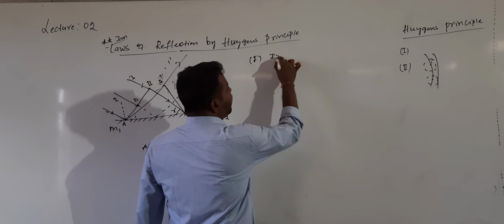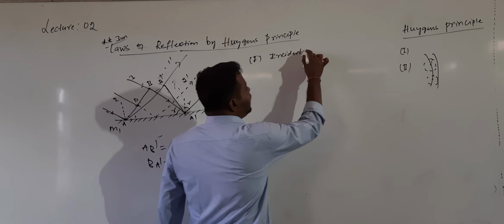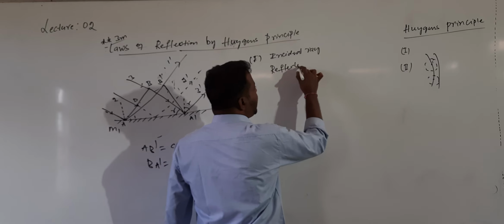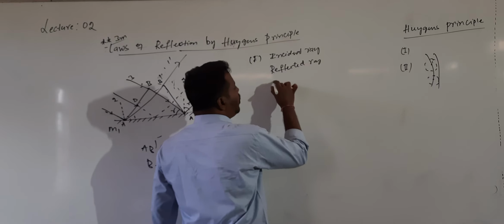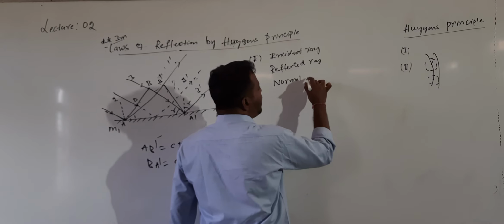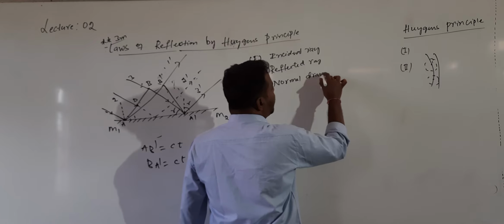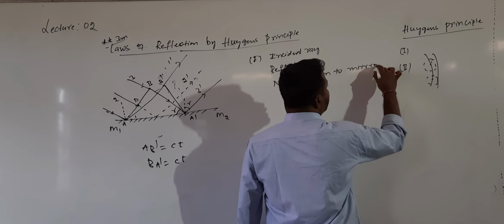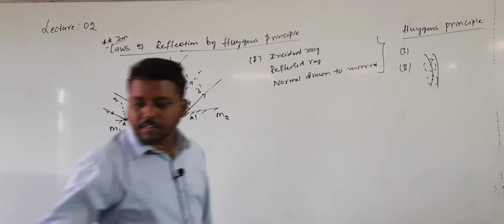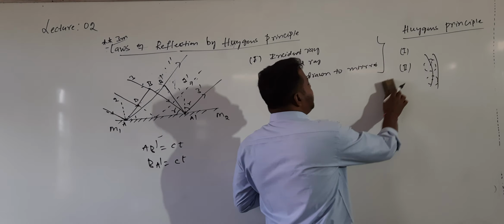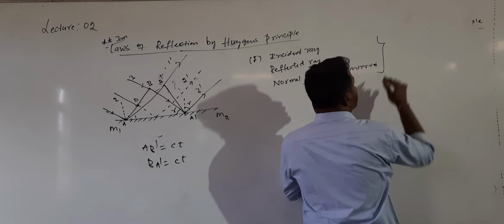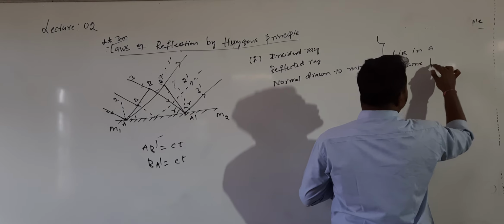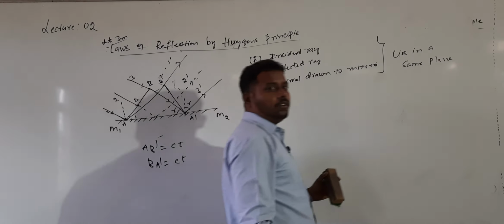From the diagram you can tell the incident ray, the reflected ray, and the normal drawn to the mirror, all these three lie in the same plane. Understanding is very important, and the diagram is very important.